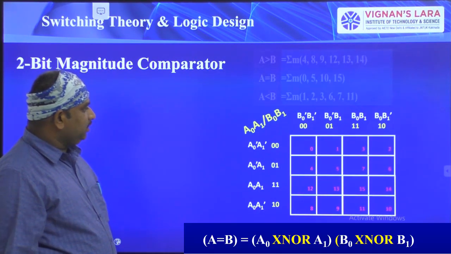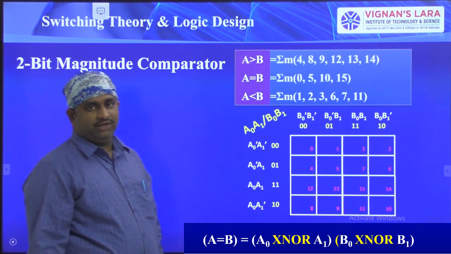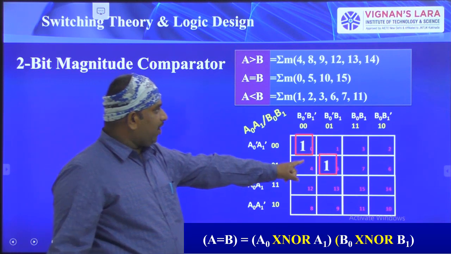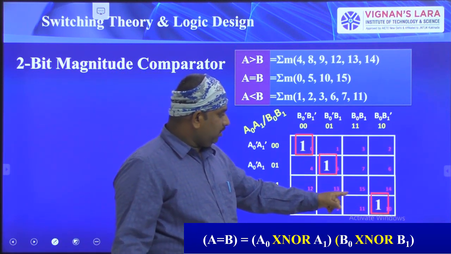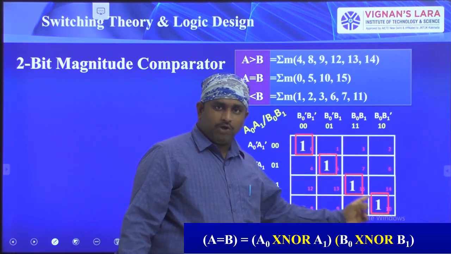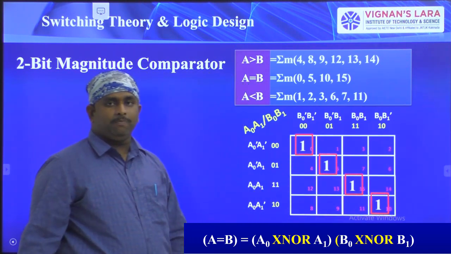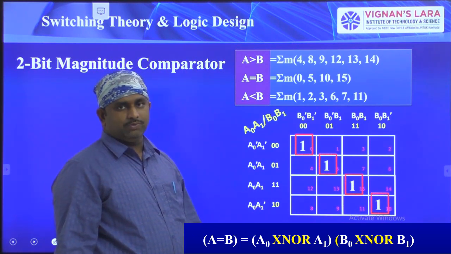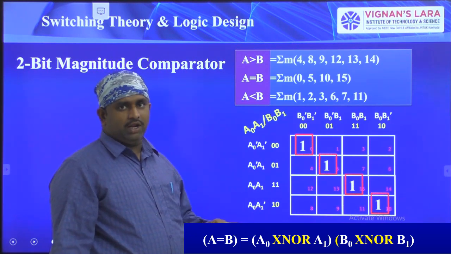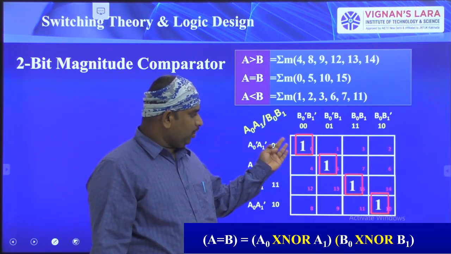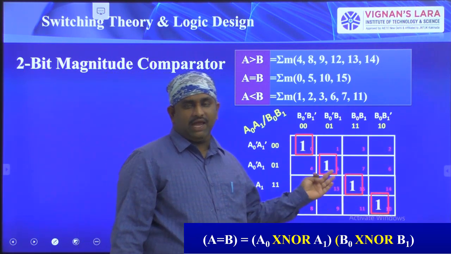Next, coming to here, this is the next combination, for A equal to B. Here for A equal to B, 0 and 5 and 10 and 15. So these are the four combinations. Is there any possibility to make a group? It is not possible. We cannot make a group for these four ones. Why? Because horizontal groups are allowed, vertical groups are allowed, but here no groups are allowed. So you have to write down the four minterms as usual.